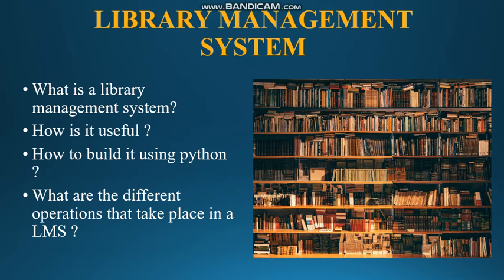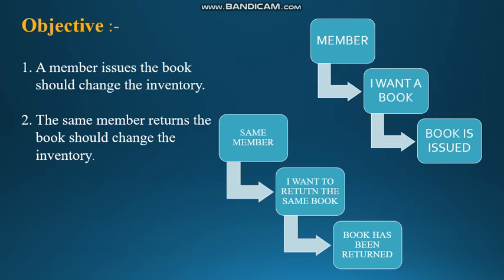The most important function that occurs in a library is between librarian and the student, because student wants to issue the book and return the book, and librarian has to act accordingly. So our objective in this video is when a member issues a book, our inventory should change, and when the member returns the book, our inventory should change.